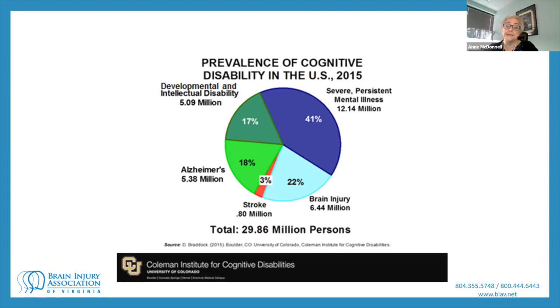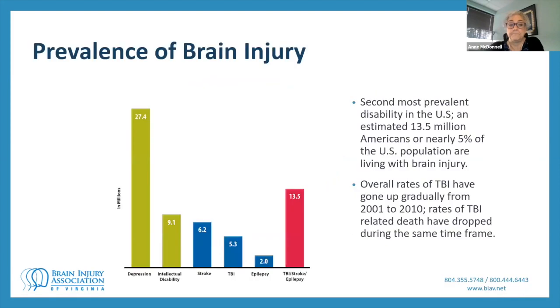I think this is a really interesting slide. This came from the Coma Institute for Cognitive Disabilities, and this ought to look familiar to you guys. It's the prevalence of cognitive disability in the United States. So you'll notice on this slide that brain injury is second only to severe persistent mental illness. There are more people with cognitive disabilities from brain injury in the United States than there are with developmental and intellectual disabilities, Alzheimer's, and stroke. This is according to the Coma Institute for Cognitive Disabilities. It's the second most prevalent disability in the United States, following depression. An estimated 5% of the population, or more, about 13.5 million Americans, are living with a brain injury.